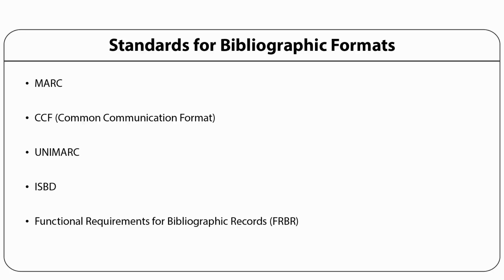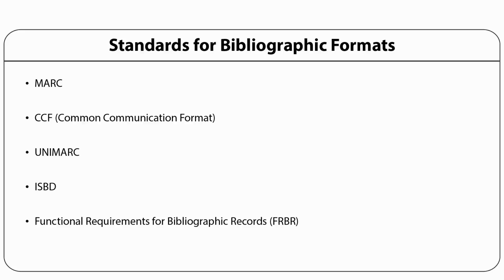The next is RDA, that is Resource Description and Access. Resource Description and Access is a standard for cataloging that provides instructions and guidelines on formulating bibliographic data. Intended for use by libraries and other cultural organizations such as museums and archives, RDA is the successor to the Anglo-American Cataloging Rules, second edition, in short, AACR2.